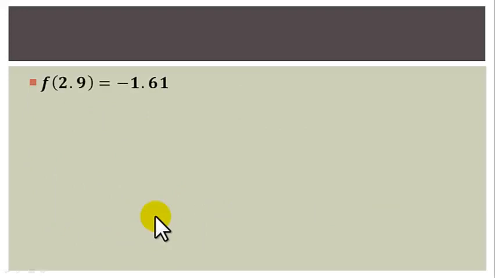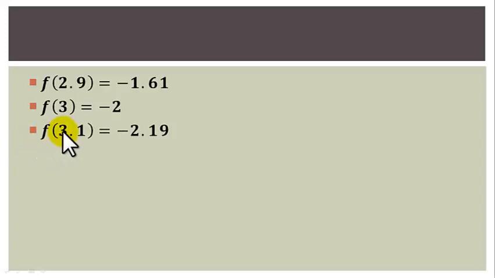So what do we do? We have to look at the value of the function to the left of 3 and to the right of 3. A little to the left of 3 we have 2.9, and the value of the function at that point is -1.61. The value of the function at x equals 3 is equal to -2, while the value of the function at the point 3.1, a little to the right of 3, is -2.19.